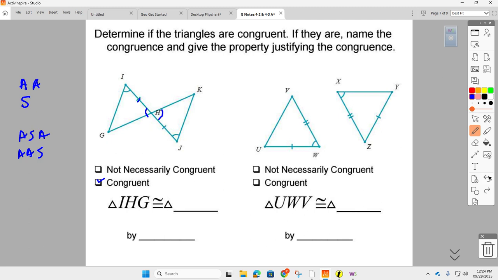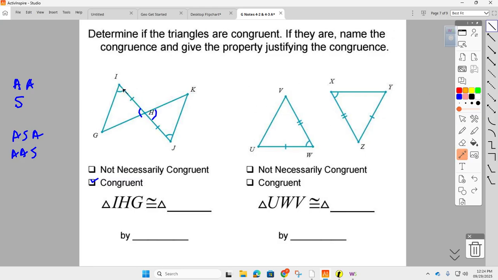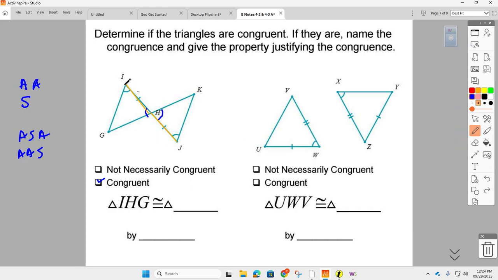Included, it is. This side that's congruent connects our 2 congruent angles. This angle and this angle we know are congruent. This angle and this angle we know are congruent. It's connecting those 2 angles that we know are congruent, so that makes it angle, side, angle. And now we're going to name our triangle.